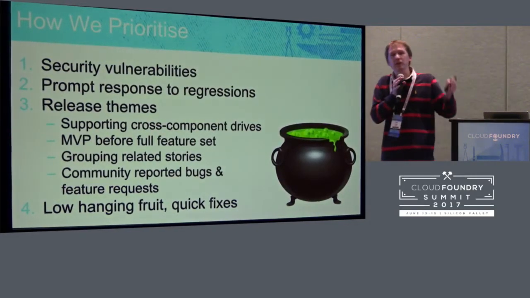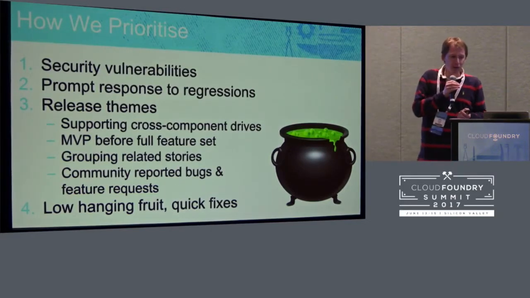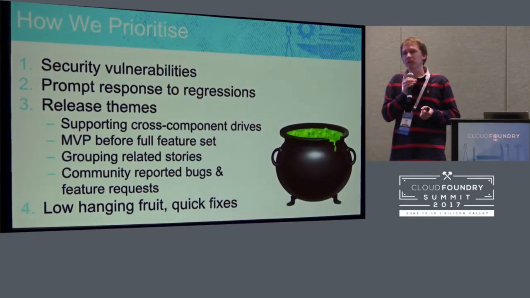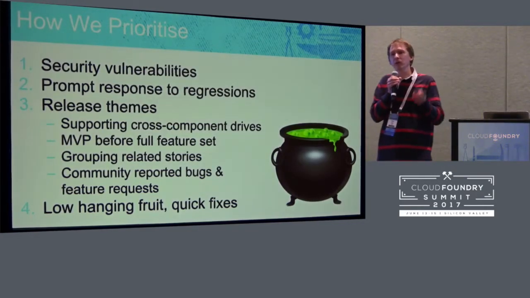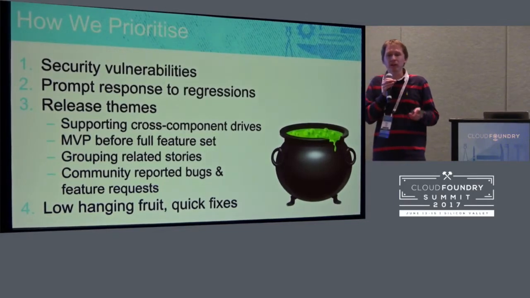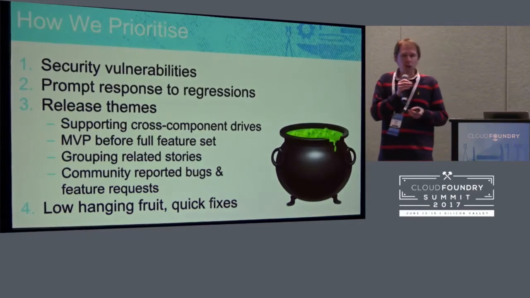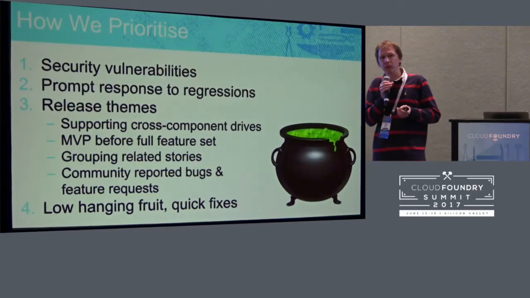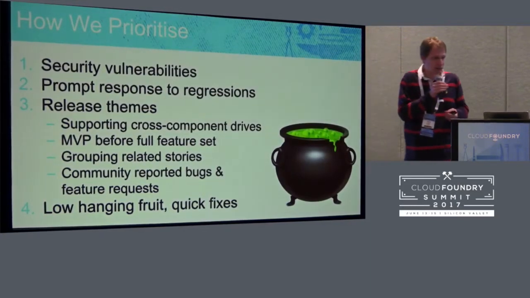Then of all those features I have, I need to prioritize them. Number one priority, the things that we try to address straight away are security vulnerabilities. That is very rare, but sometimes a new Golang version comes out with a security vulnerability that could affect us somehow. We try to upgrade and release straight away. Also, we're being very careful about regressions. When we release a new thing and we've broken something, we try to fix that straight away in the next release.